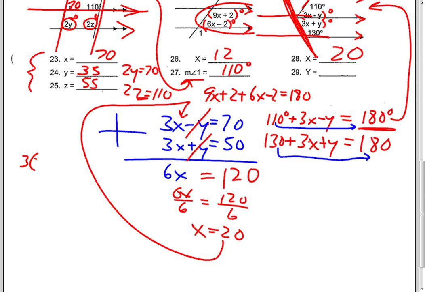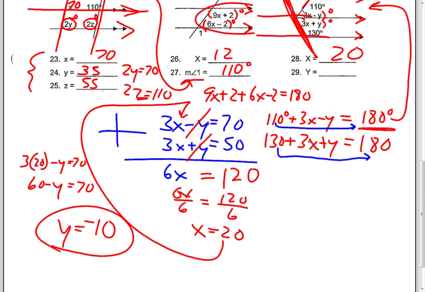So 3 times 20 minus y equals 70. 60 minus y equals 70. y ends up being a negative 10. And that's okay. It's a value. It's not the ultimate measure of the angle. It's just the value of the variable.